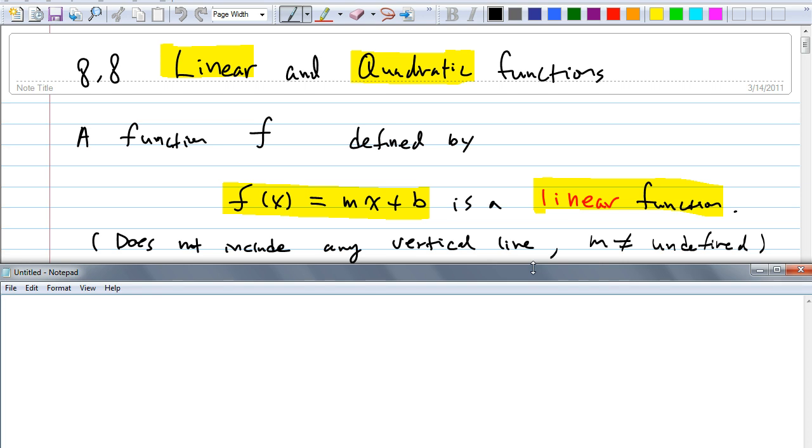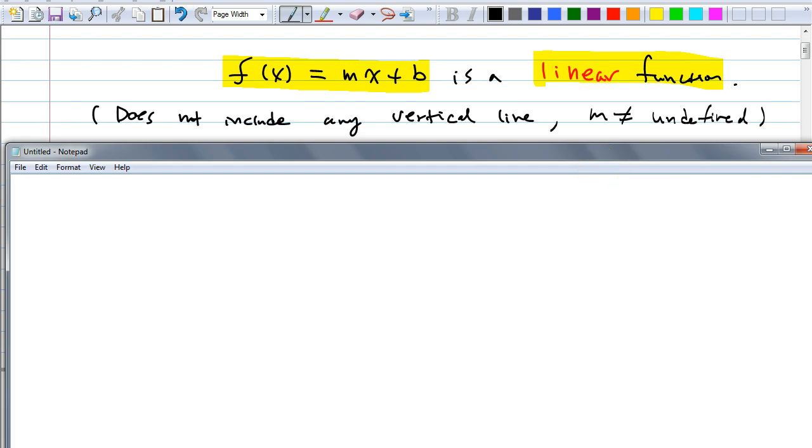So we know this is a linear function. If you see an equation that has this form, f of x equals mx plus b, we know it's a line. We know it's not a vertical line because it has to have some slope, right? M is some real number. So this is what we learned last time.